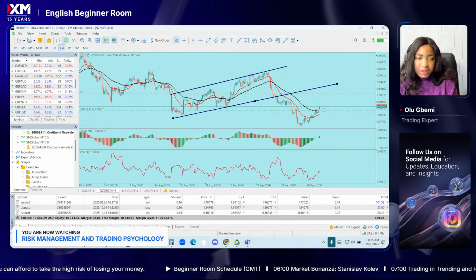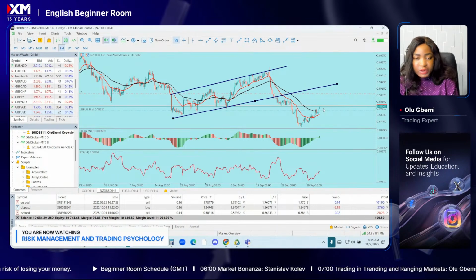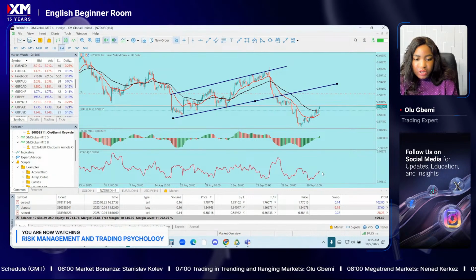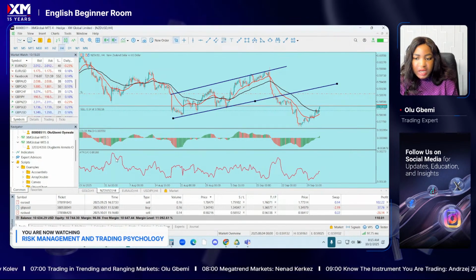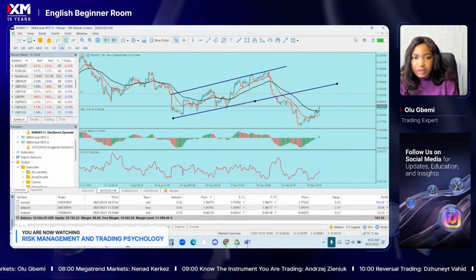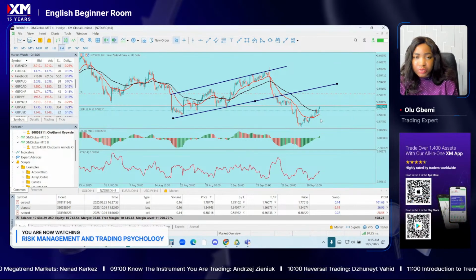Some people determine their stop loss using the average true range, where the ATR is at the moment. The number of pips it gives at the moment can give an idea of the average range and can give an idea of where you can place your stop loss. That's what some people use.